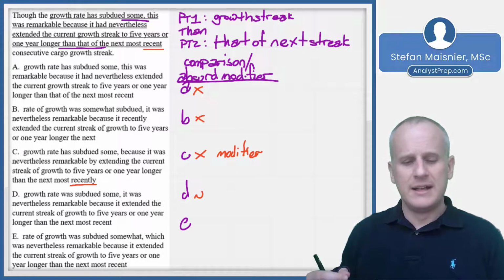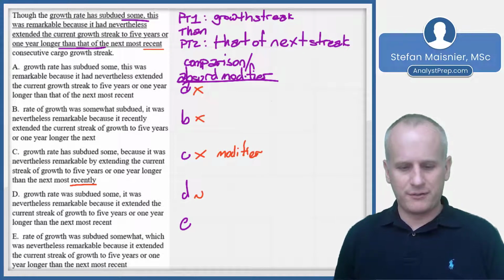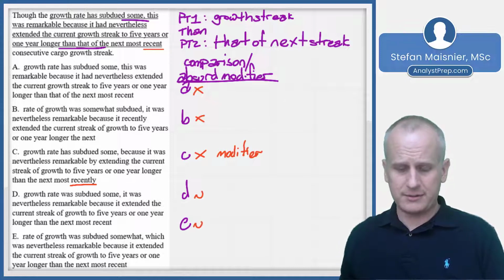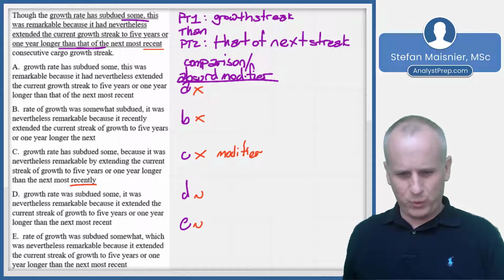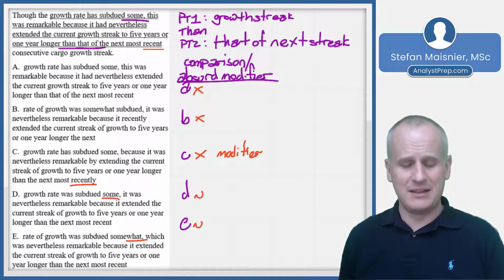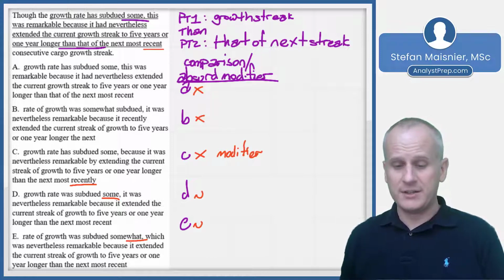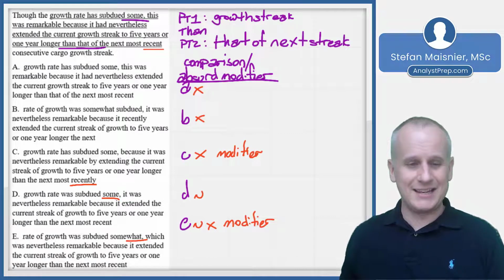So that's an improvement. And then the last choice, E, we've got the current streak of growth to 5 years or 1 year longer than the next most recent. And that too has a correct comparison. So now we just want to look for small differences between choices D and E to adjudicate. And we've got "growth rate was subdued some" compared to "rate of growth was subdued somewhat." And there is a clear change in meaning between "some" and "somewhat." "Somewhat" actually introduces some sort of question, whereas "subdued some" is just a quantifier. So choice E is also a modifier issue in that it changes the intended original meaning.